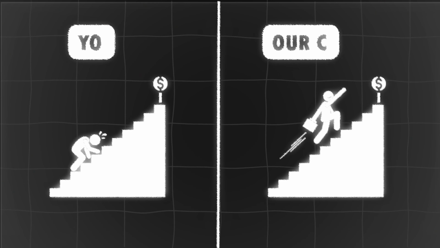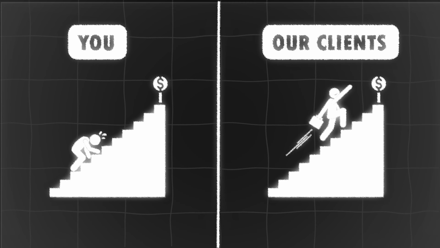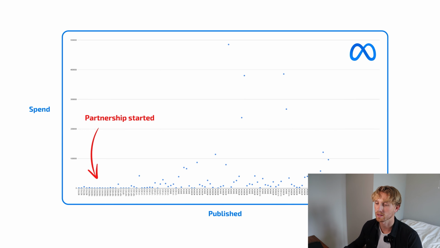So this is the reason you're not able to scale like our clients. What you're looking at right now is a scatter plot of one of our very successful clients that we've been able to scale by massive percent, as I showed you in the beginning of the video. Now, what you're seeing here is the distribution of spend per ad over time. So as you can see, all the blue dots here are different ads that we've launched, and they're spread around on this chart based on how much spend they got.